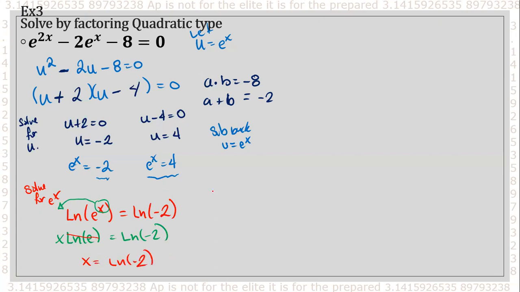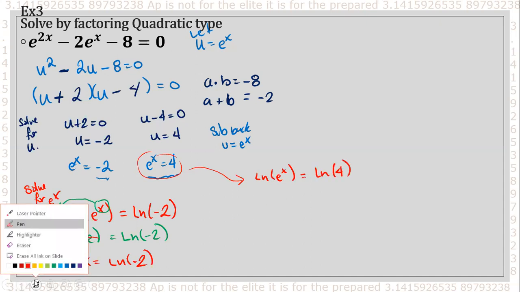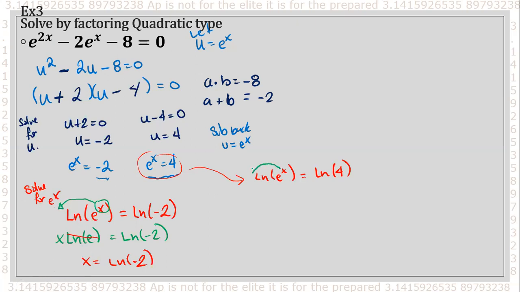Okay. The next one says that we can go ahead and introduce our ln's on both sides. We got ln of 4. And I'm going to go ahead and do the same rules that I already had, which was the power rule: x ln of e equals ln of 4. Okay, and hopefully you're still recognizing the identity, ln of e is equal to 1, so x is equal to ln of 4. So we have these two solutions.